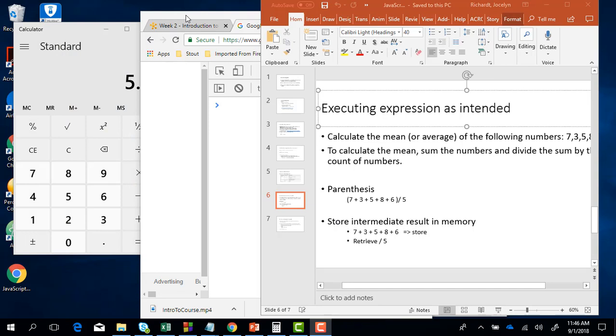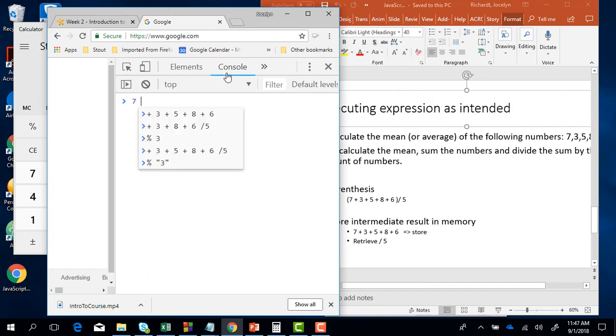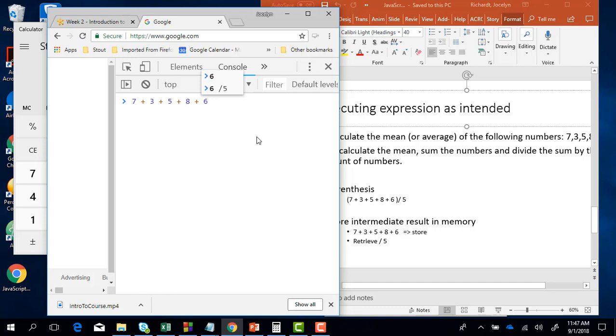So let's look at the JavaScript console and see what happens if we want to find the average of these numbers. So we have 7 plus 3 plus 5 plus 8 plus 6. There we are, 5 numbers, and now we want to divide that by 5. Well, what do we know about the order of precedence? We know that division is going to happen first. So the 6 is going to be divided by the 5 before all the addition takes place.